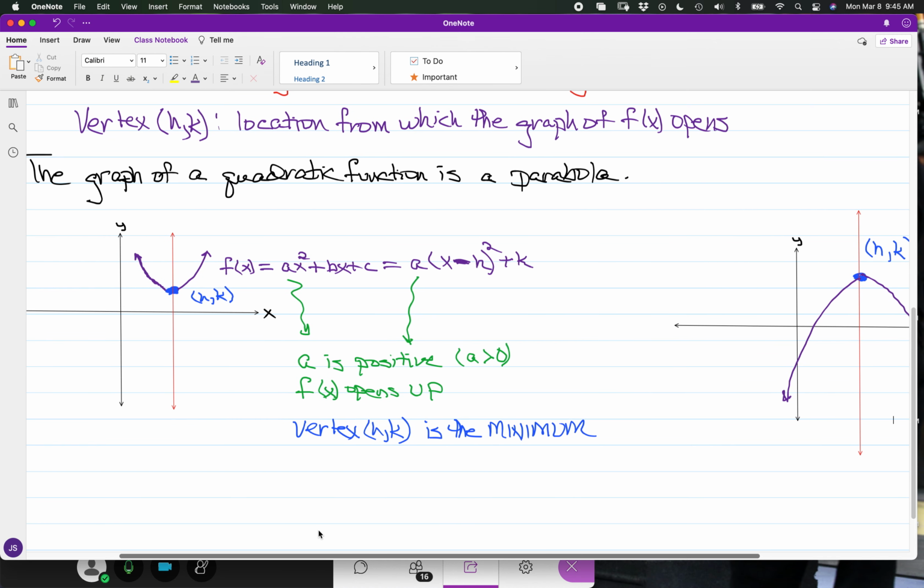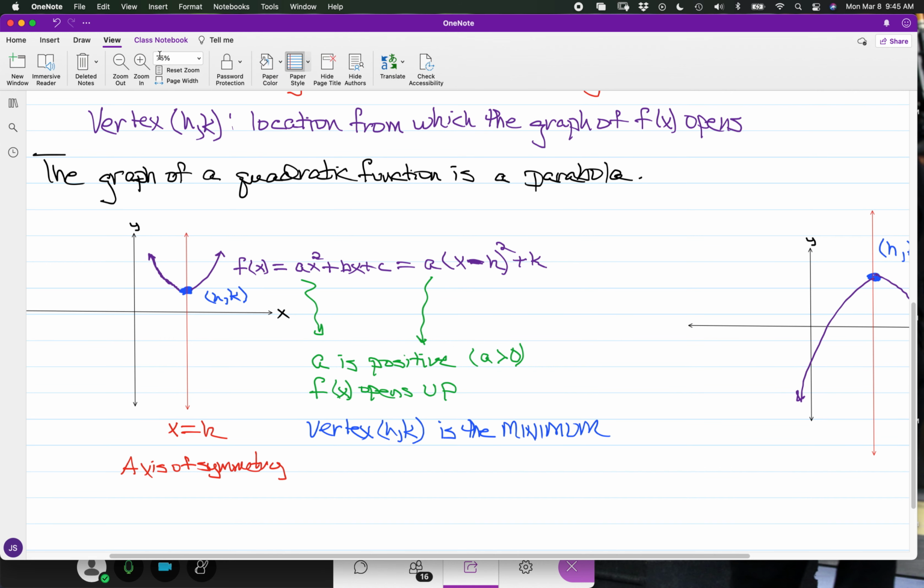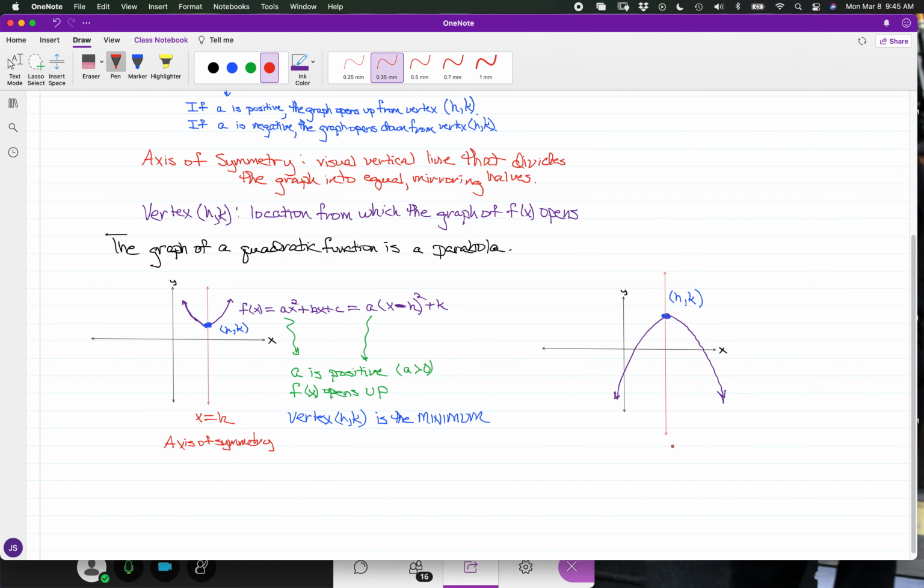And before I get too far ahead, this red line here, x equals h, is what is referred to as the axis of symmetry. Likewise here, you have x equal to h. So we have the axis of symmetry.